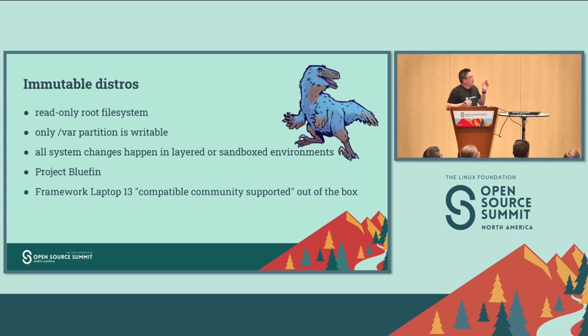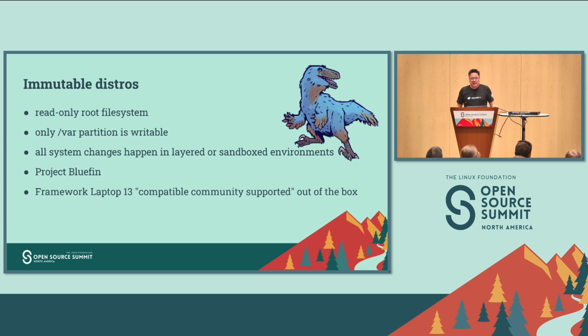So Arch is not an immutable distro. What is an immutable Linux distro? So immutable means read-only. That's what immutable means. So the majority of the root file system is read-only. You can't write to it. Only the var directory is writable, and so that it's mounted on its own dedicated partition that's writable. All system changes, app installations, happen in a layered or sandboxed environment. Containers, Flatpak, that kind of thing.